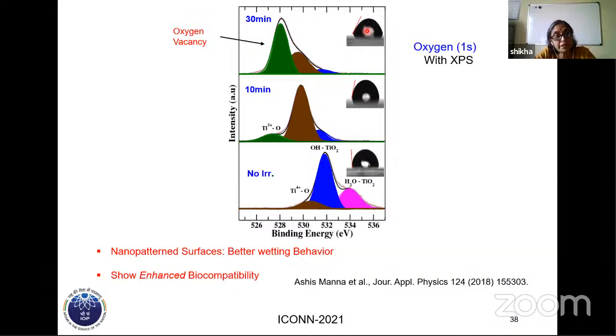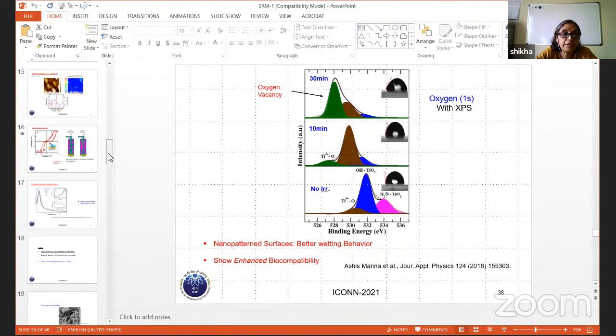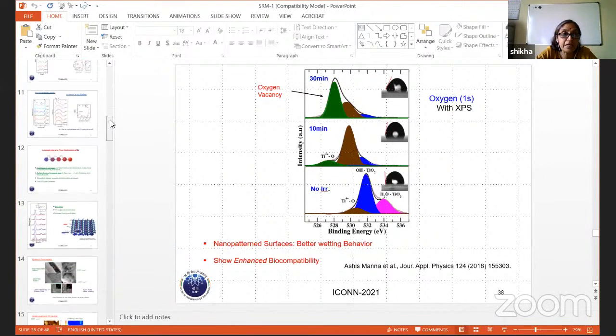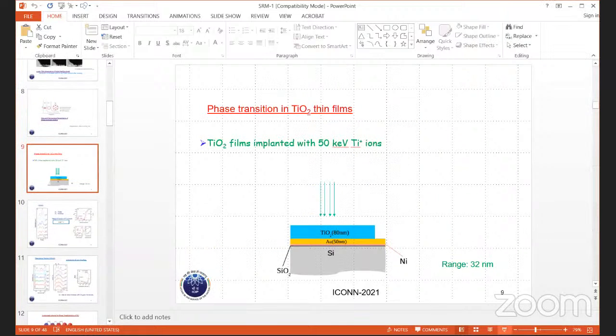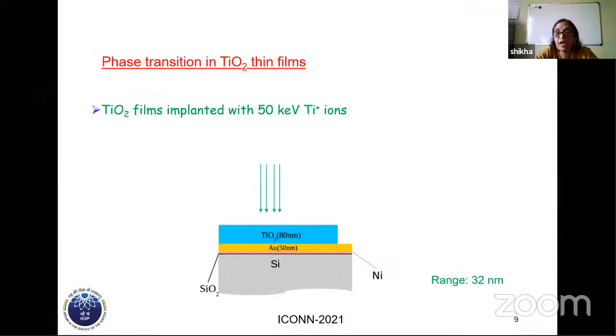Yes, but the thing is, let me see if I can go back to that slide. I'm implanting, and the range is within the film. Yes, ma'am, it's low energy. So it's 50 keV, the range is 32 nanometer, and our film thickness is 80 nanometer. But it is a self-ion if you see, right? Yes, ma'am. We have chosen it so that chemical poisoning is not there at least.